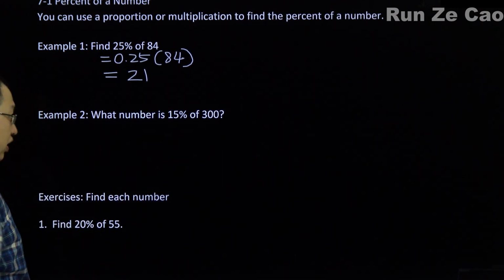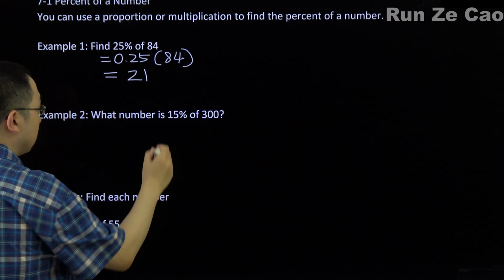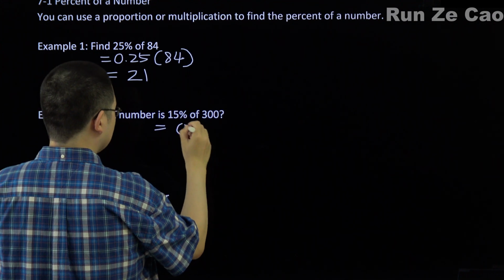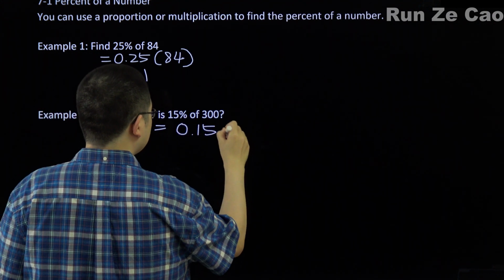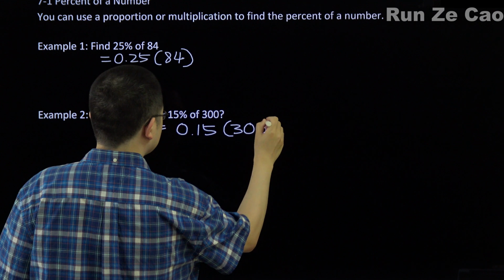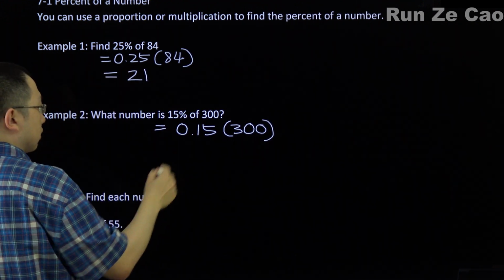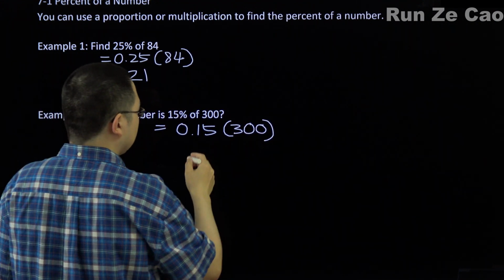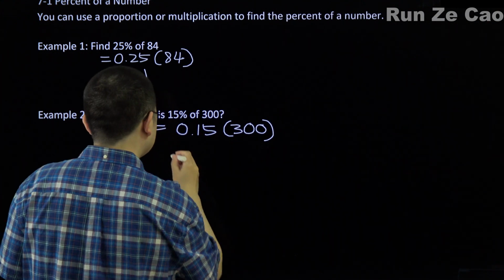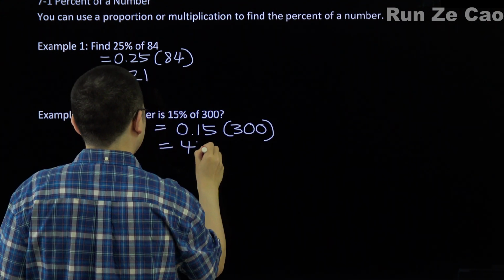And what number is 15% of 300? Well, that's equal to 0.15 times 300. So you can cancel things out, and it'd be like 15 times 3, which is 45.